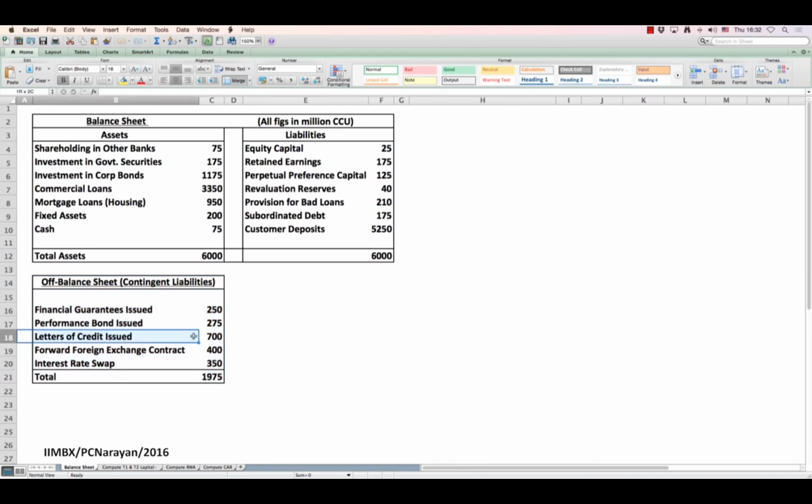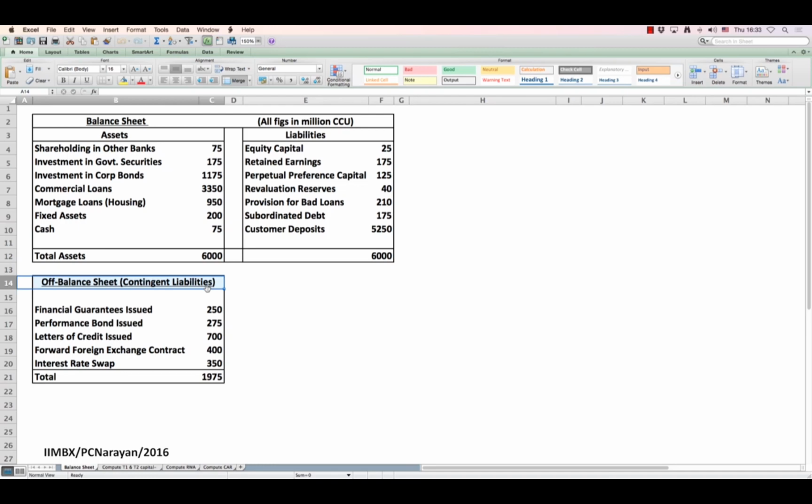Letters of credit, for instance, are issued in any export-import transaction. Now why is this called an off balance sheet or a contingent liability? If all payments are made on time, then there is no liability at all for the bank. However, if any of the customers fail to pay their obligation on time, then it would devolve on the bank. That's why it is called a contingent liability. Now, contingent liabilities are treated differently when you compute capital adequacy ratio, which we will see in a few minutes from now.